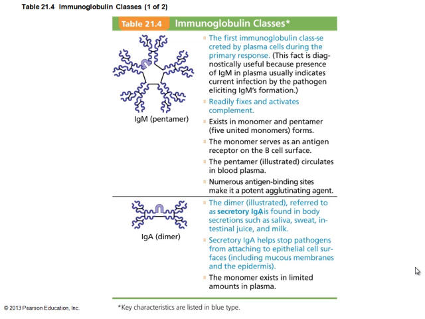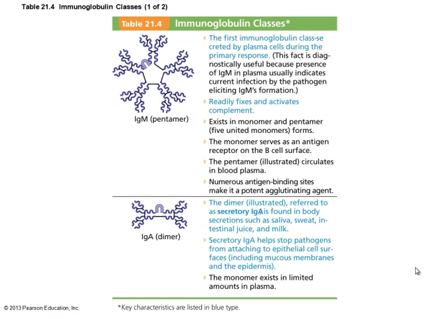Table 21.4 on page 783 gives you a rundown of the different classes of immunoglobulins. Remember, that's a fancy way of saying antibodies. IgM is called a pentamer. The reason it's called a pentamer is because it's made up of 5 separate monomer units, like we described before in the previous diagram.